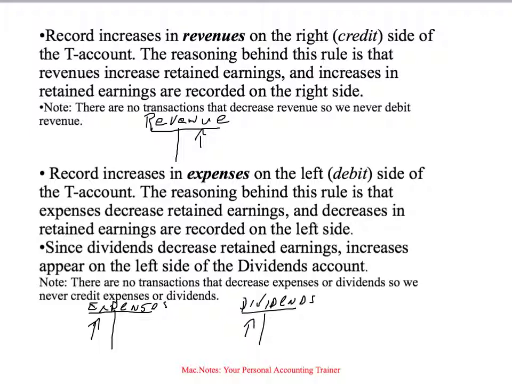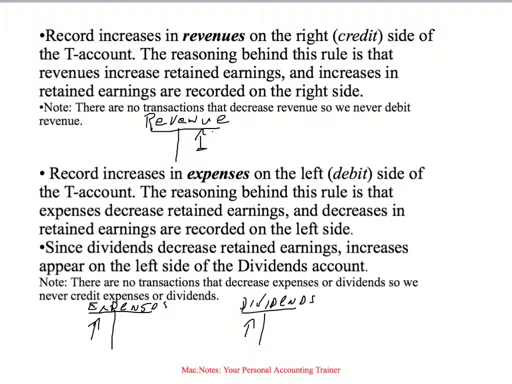Now, those last two transactions were balance sheet transactions. Now, let's look at transactions that affect the income statement, like revenue and expenses. Because revenue increases shareholders' wealth, any increases in revenue will be recorded on the right-hand side because it increases shareholders' equity. Now, you won't have any transactions that will decrease revenue. So, any transaction where the company earns revenue, you record the increase in revenue as a credit.